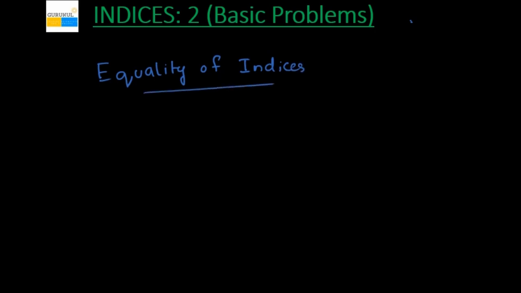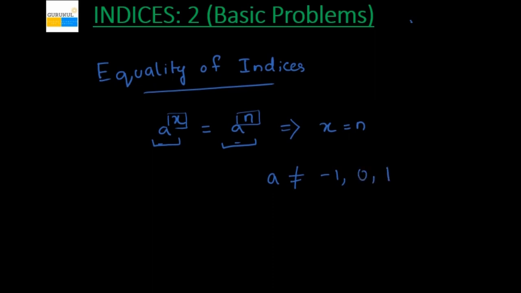Two indices are equal, say a to the power x is equal to a to the power n. This implies x equals n. So we say when bases are equal and the complete term is equated, then the powers are also equal. But there is a restriction in this case: a should not be equal to any of these values, that is -1, 0 and 1.